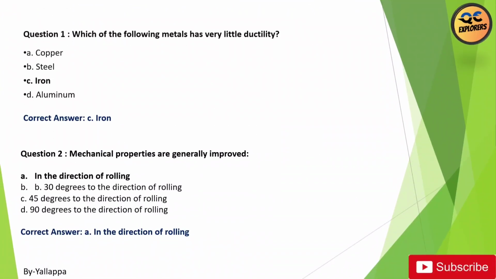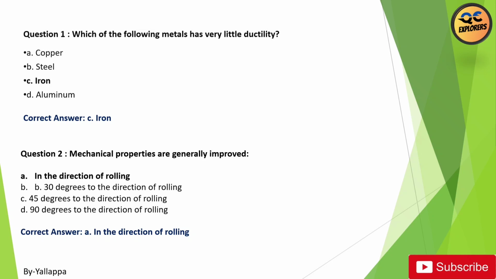Question 1 asks which of these metals has very little ductility. The correct answer is C, iron. While steel, copper and aluminum are known for being relatively ductile, pure iron, or certain cast forms, exhibit significantly less.